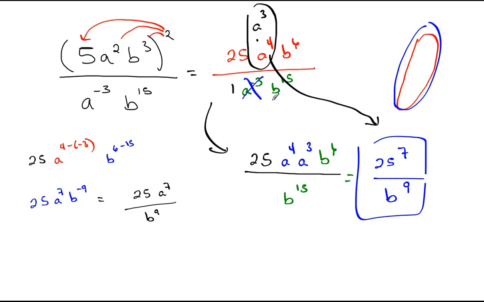In the first couple examples or homework problems, I would just keep writing down as much as you can, and then go from there. Okay, and I forgot to write my a there. All right, so 25, a to the 7th, b to the 9th.